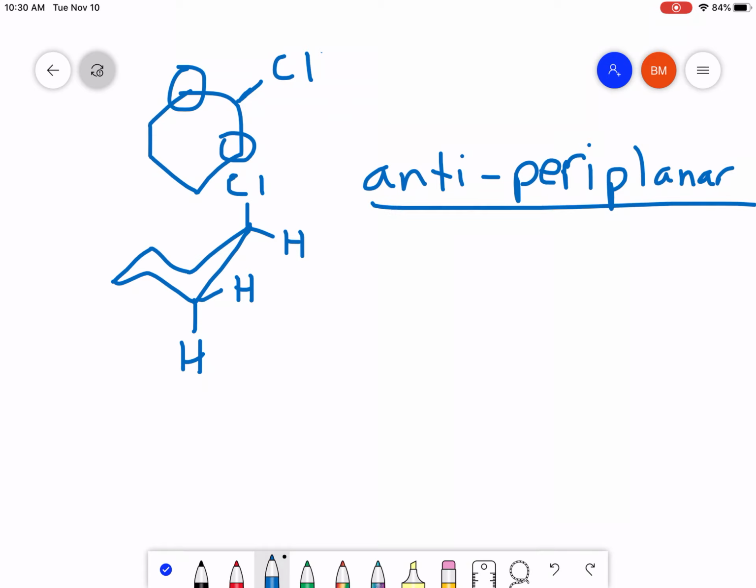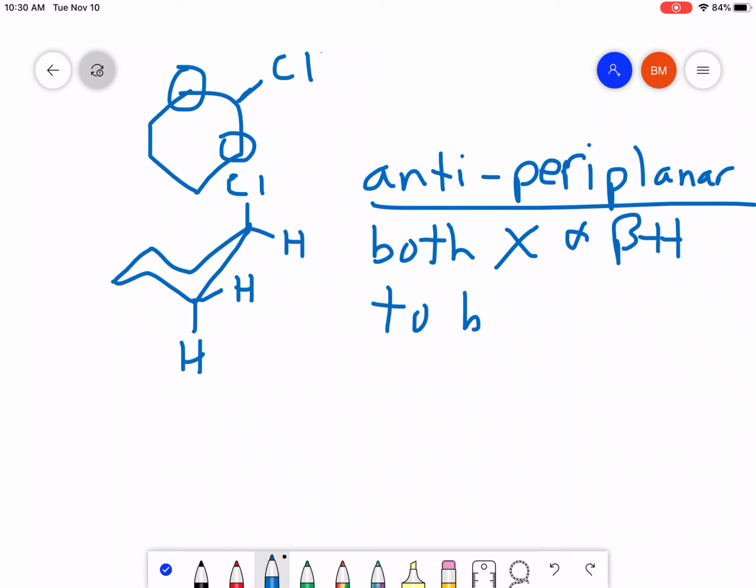Here's what it means. You need both your halogen, chlorine, bromine, iodine, whatever you got, and your beta hydrogen to be axial. That is an absolute requirement. If they're not both axial, then you can't have an elimination. If you look at this, we've actually learned that this can exist in a couple of different conformations. We have this one, and then we have the flipped conformation, the chair flip. And I drew the wrong pair of arrows there. How embarrassing.